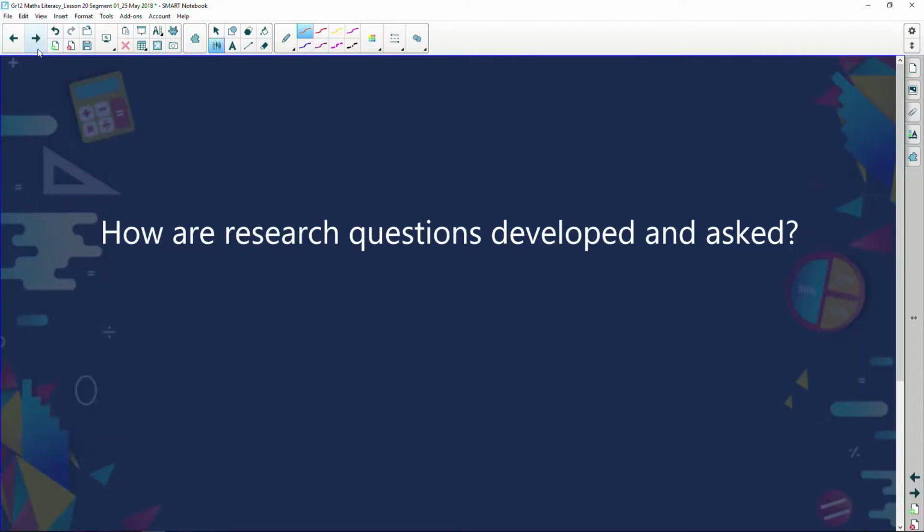Right. So we want to know, how are research questions developed and how are they asked? Have you ever been in a shopping center and somebody walks towards you with a clipboard? And oh my goodness, when someone with a clipboard walks towards you, it's one of two things. Either one, they're going to ask you for money, or two, they're going to say, do you have a few moments? We just want to ask you a few questions. Okay. Not the best time when you're trying to do shopping.